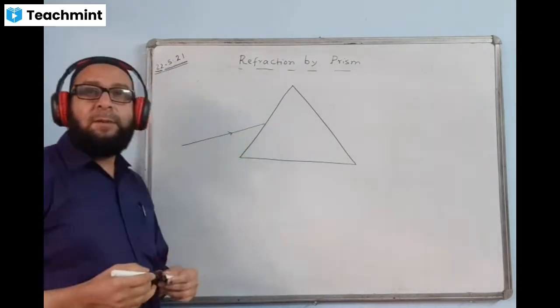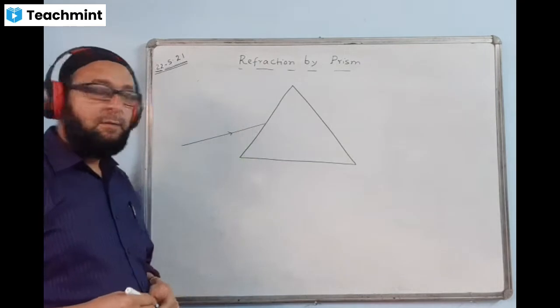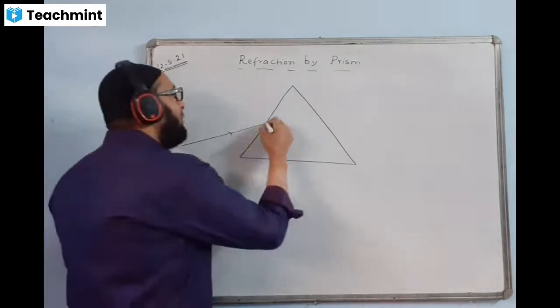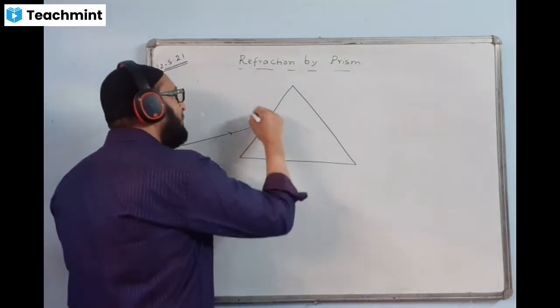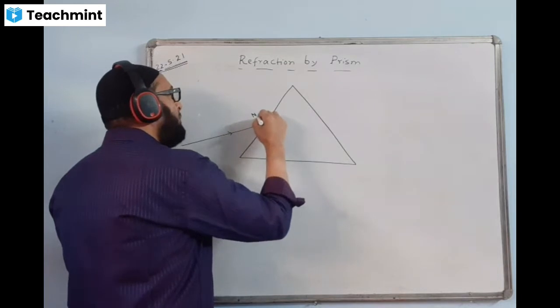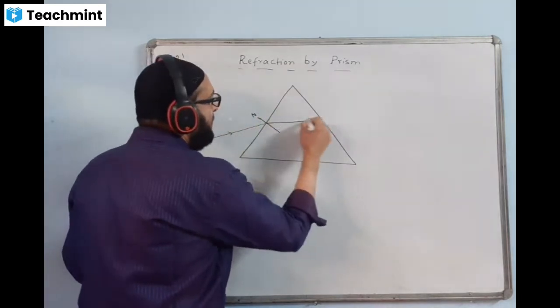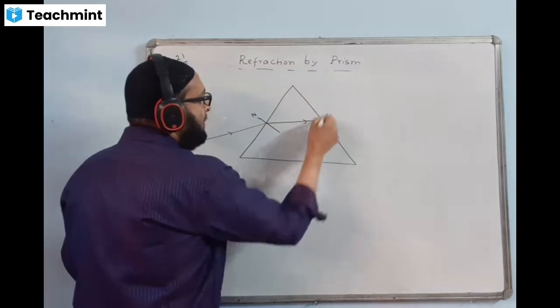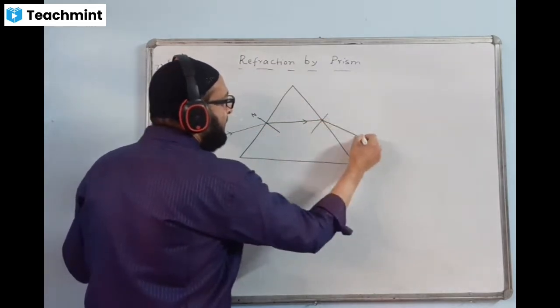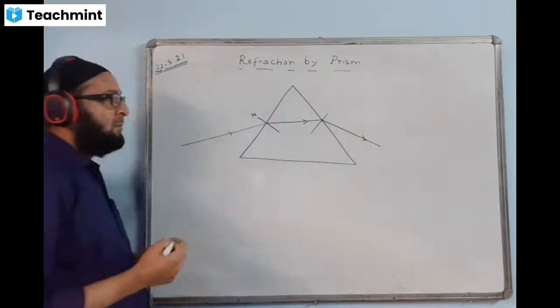A monochromatic ray. Monochromatic means a single colored ray. Here we draw the normal. The normal should be perpendicular to the surface. The ray will be refracting towards the normal. Another normal I draw here, and the ray will be refracting away from the normal.